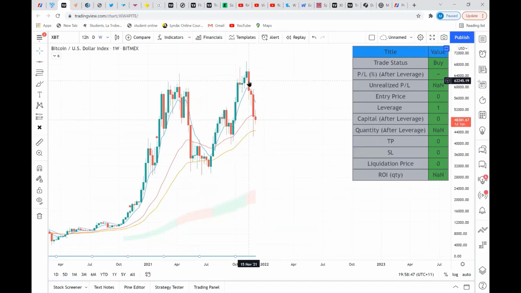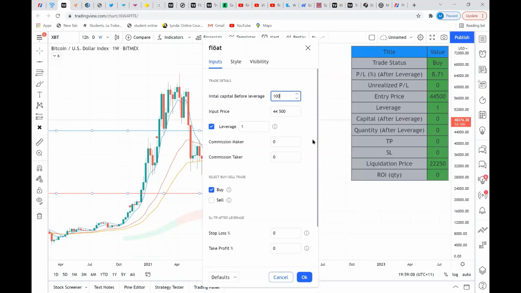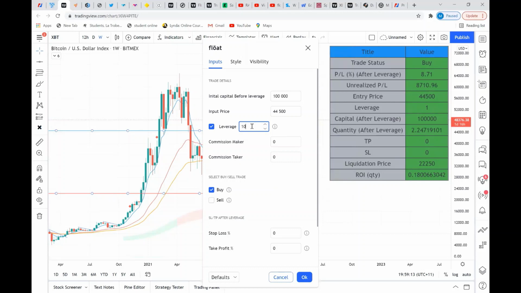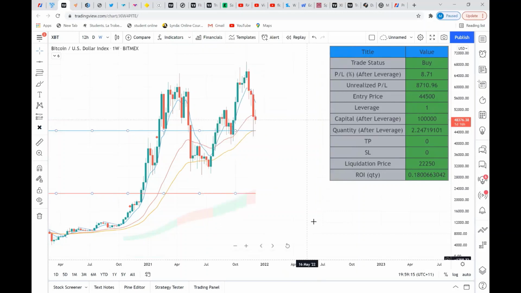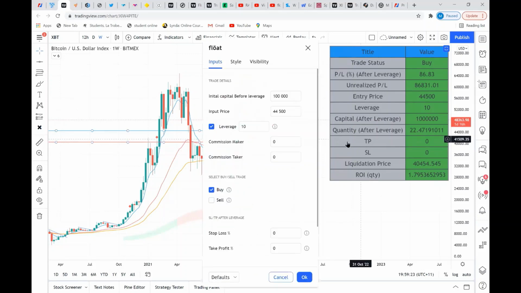As Bitcoin on the weekly time frame was crashing last week, we can use float to gauge that before even entering the position. So let's just say we wanted to buy off the 50 EMA, which is at 44,500. So let's enter this. At 44,500, we had $100,000 of initial capital before the trade, and I wanted to put a 10x trade on. Well, what would that look like? That doesn't look safe at all. That looks like you're about to lose a lot of money. So obviously that's not a safe bet.